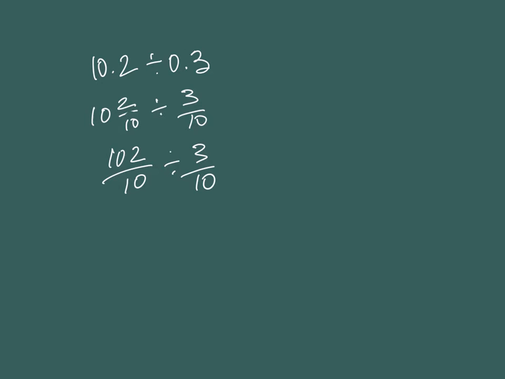divided by 3/10. And essentially, we know now that if we have the same denominator, we just divide the numerators, right? 102 divided by 3, and whatever that comes out to be, if we do that division. Or another way we can take a look at this is by converting the division into a fraction, right? These are equivalent statements.